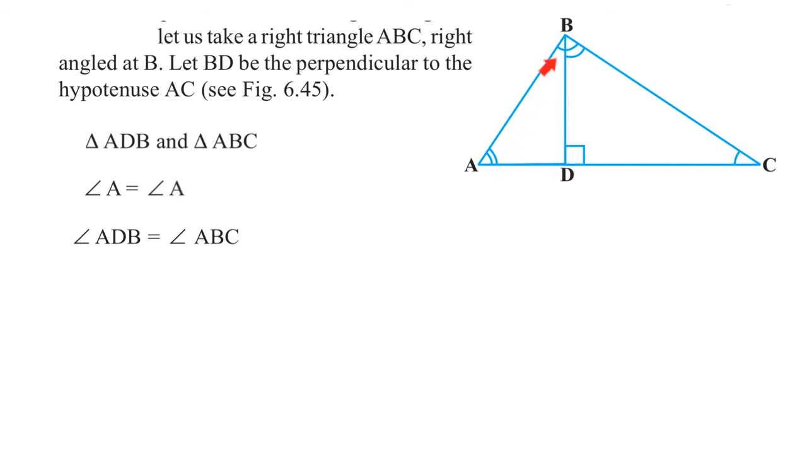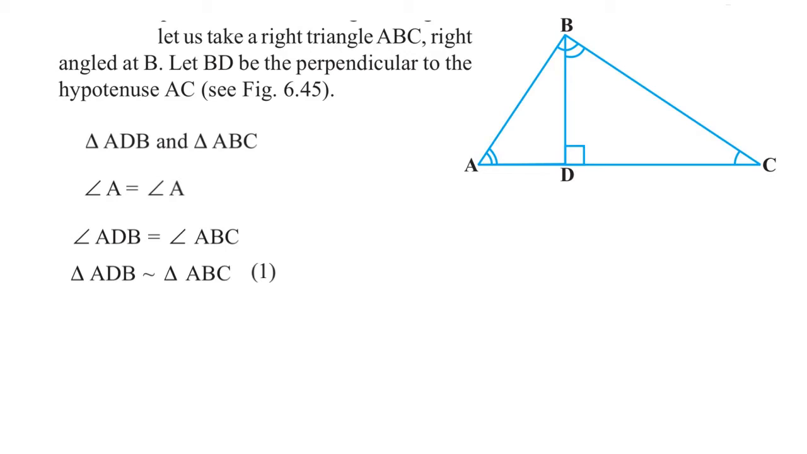So two angles of a triangle are equal to two angles of the other triangle. So can we say that triangle ADB is similar to triangle ABC? How? According to angle criterion. Let us label that as equation 1. Now let's consider triangle ADB and triangle ABC.